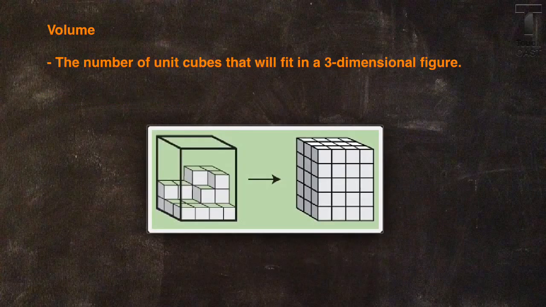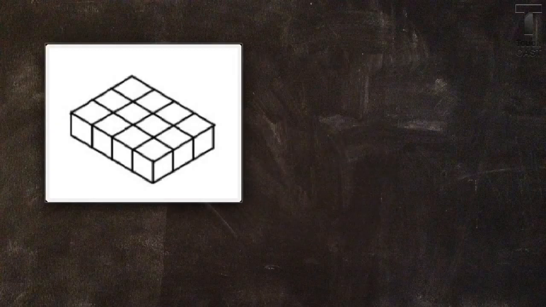When we talk about volume, we're concerned about the number of unit cubes that will fit inside of a 3-dimensional figure. In 6th grade, you're worried about finding the volume of rectangular prisms and cubes. So let's say we have this one layer of cubes right here. You can easily count and see how many are there, or we could use the area formula. We have a length of 4 and a width of 3, so we can multiply 4 times 3 to equal 12. And you can see that we have 12 squares right here.